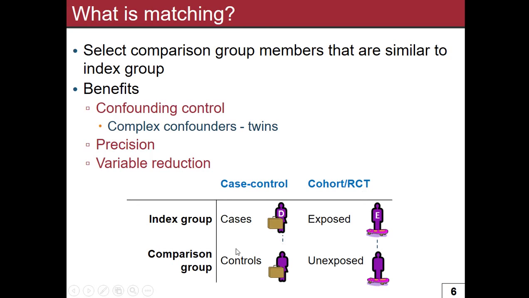And so why do we do this? Again, what's the benefit? It's a really great way to balance the confounder distributions between two groups.